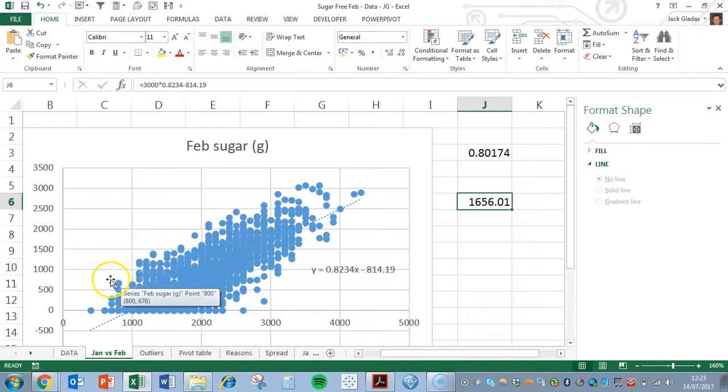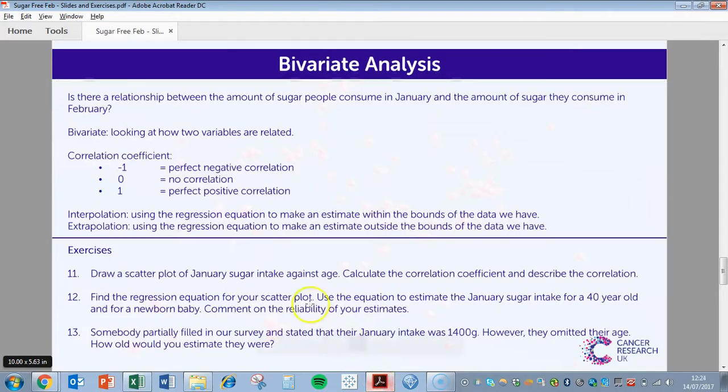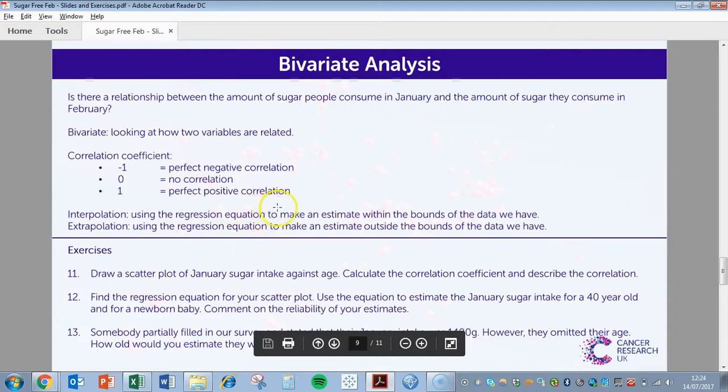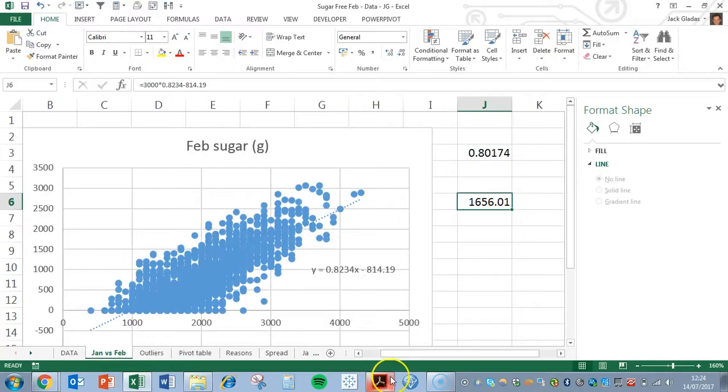Now, using the regression equation to make this prediction for Mr. 3,000 grams is called interpolation. Interpolation is an estimate that is within the bounds of the data we have. We do actually have data already for people who consume 3,000 grams of sugar, and so that is within the bounds of what we've got. We've got data from 500 grams all the way up to about 4,500 grams. So anything within there would be called interpolation. As long as we bear in mind that this is only an estimate, interpolation is generally seen as acceptable.